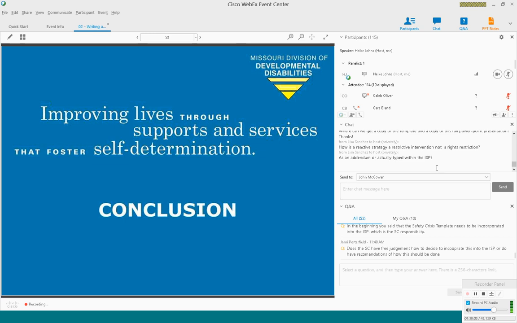The safety crisis plan could be an addendum. It could be part of the body of the individual service plan. As long as it's included with the ISP, that's fine. So an addendum's fine if it's within the plan year and you don't want to rewrite the plan. I don't think that matters. It's as long as it's in there somewhere.